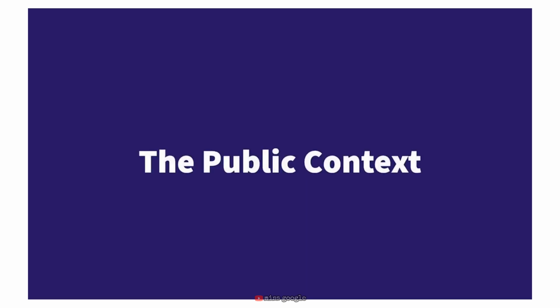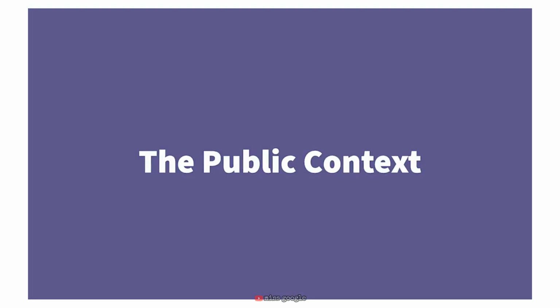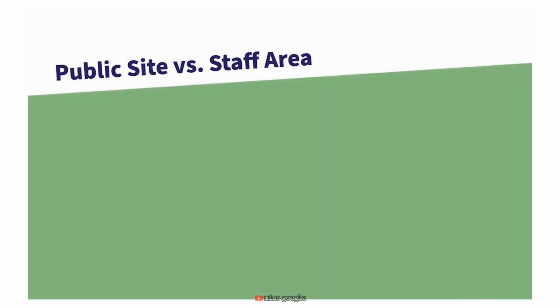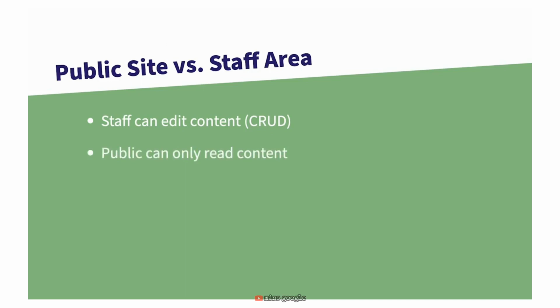In this movie, we're going to discuss how the public-facing version of our website is fundamentally different from the staff area, and what it means for us to be working in this public context so we can do it appropriately. We've already seen one key difference between the public side and the staff side, which is that the staff can edit content, right? They have access to all of that content management system we created, which does CRUD, create, read, update, and delete records. The public side, on the other hand, can only read content. They can't actually edit it. It's just there for them to view.